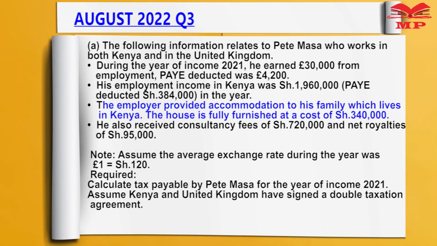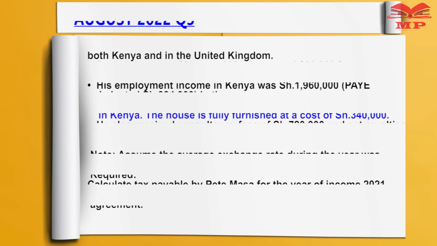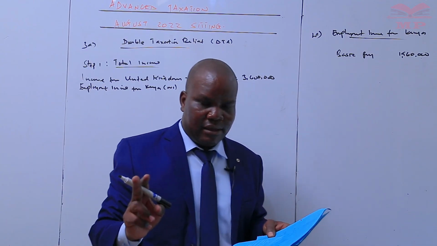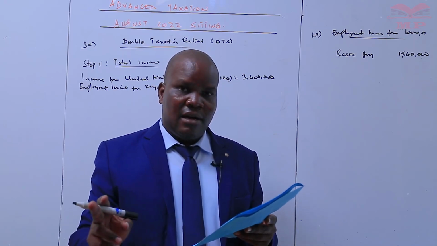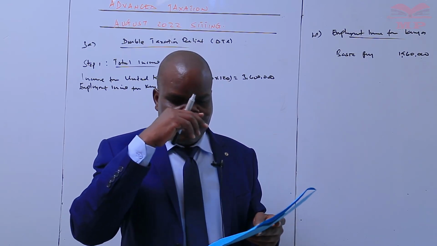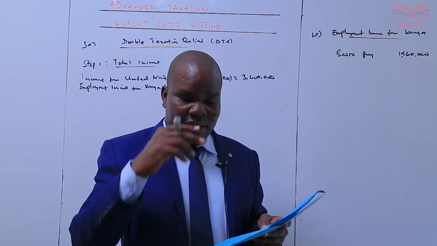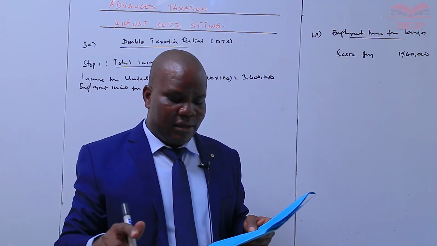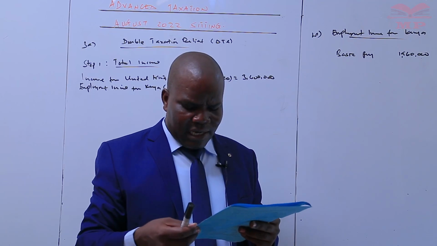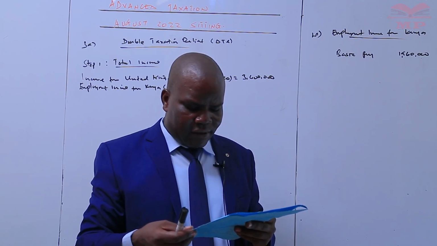Then we are further told in note 3 that the family was provided with accommodation in Kenya. The house is fully furnished at a cost of 340,000. There are two employment benefits in this case. Number one, we have the furniture benefit. How do we tax that? Taxable furniture benefit is 1% per month of the cost of the furniture to the employer. So we are told the house was fully furnished at 340,000 shillings.